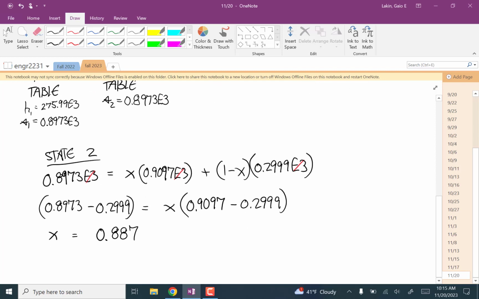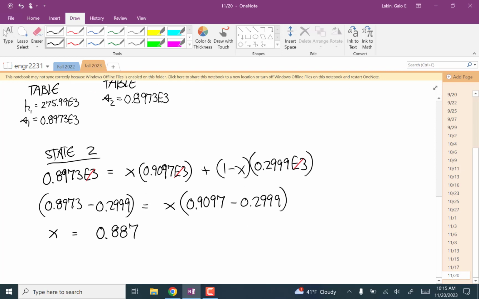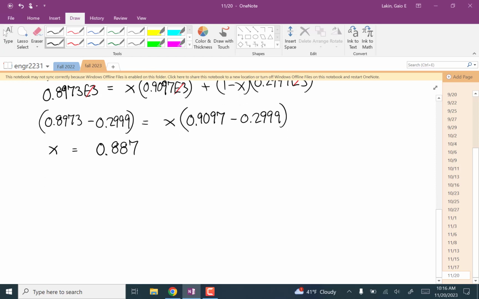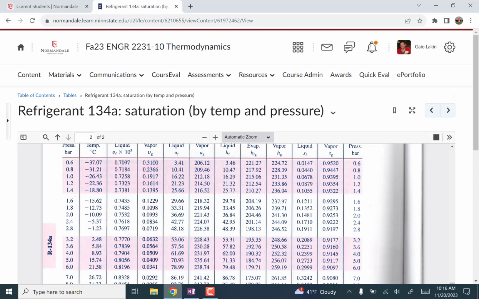0.887. Okay. So now we know at state 2 we have that quality. And that's going to let us calculate the entropy because it's at saturation. So the enthalpy at state 2 is equal to 0.887 times the enthalpy for the gas.